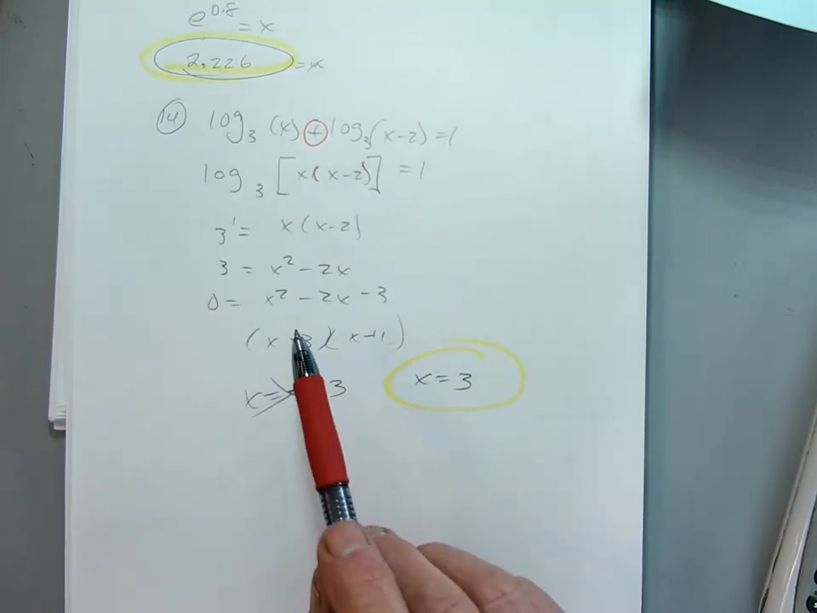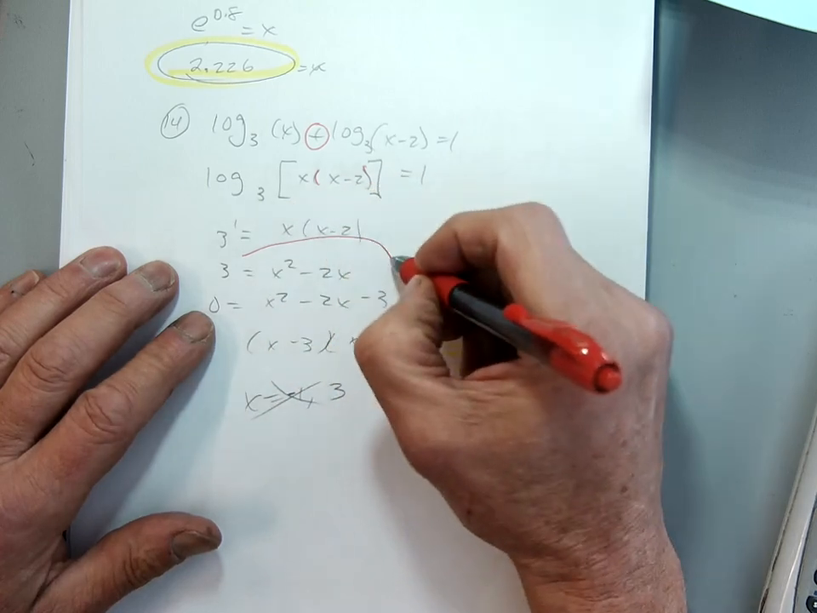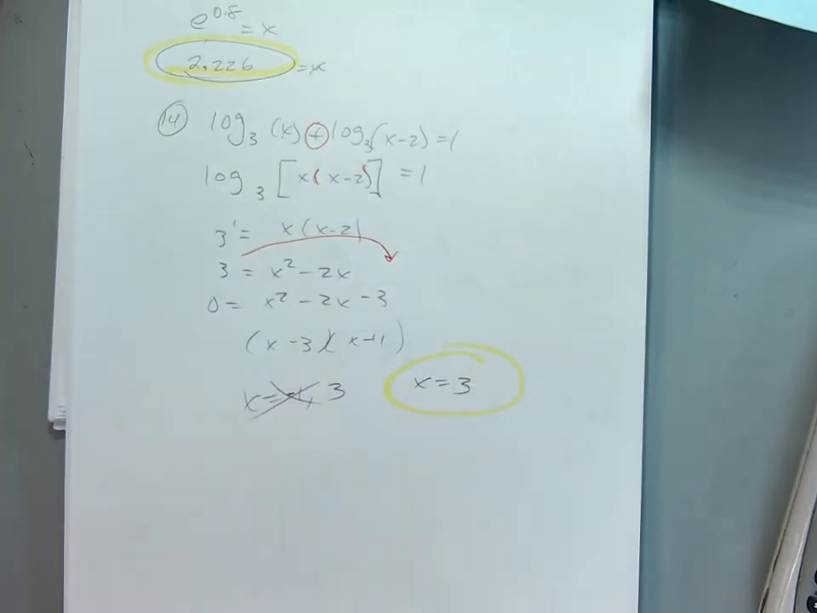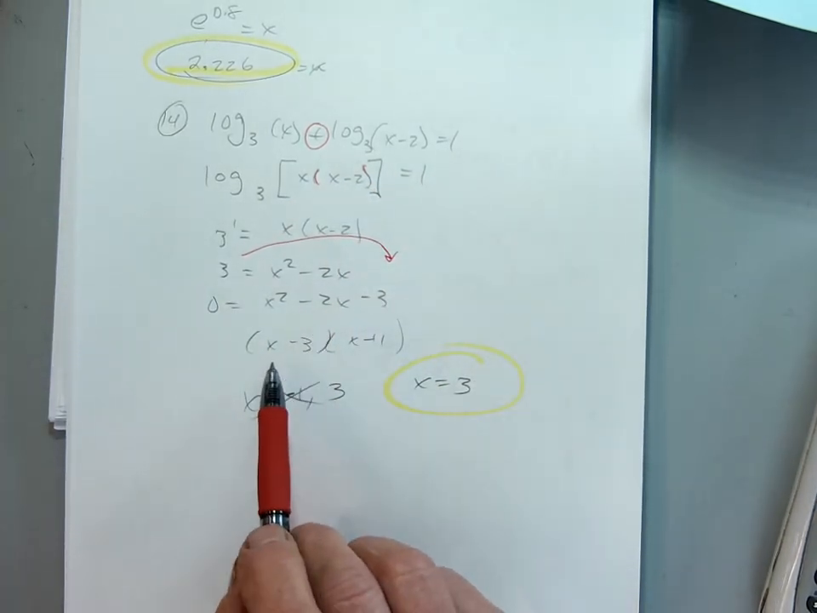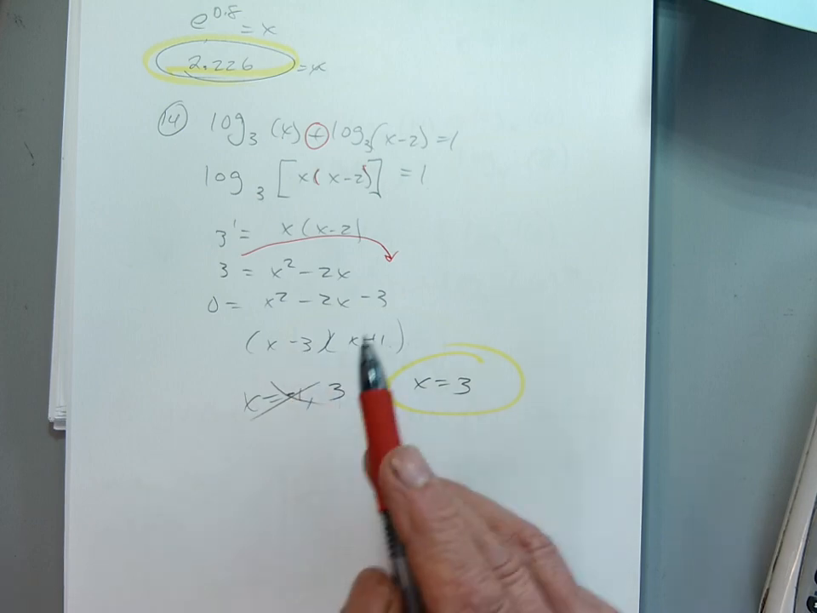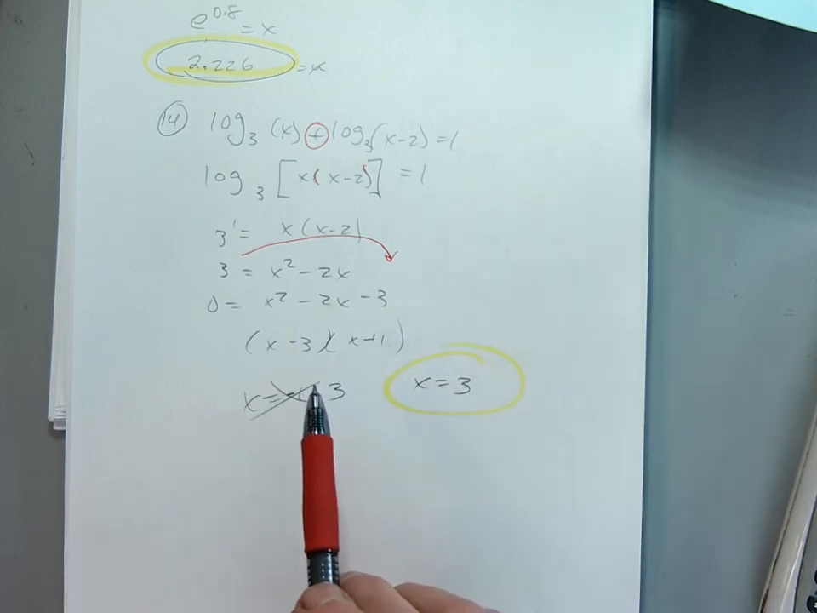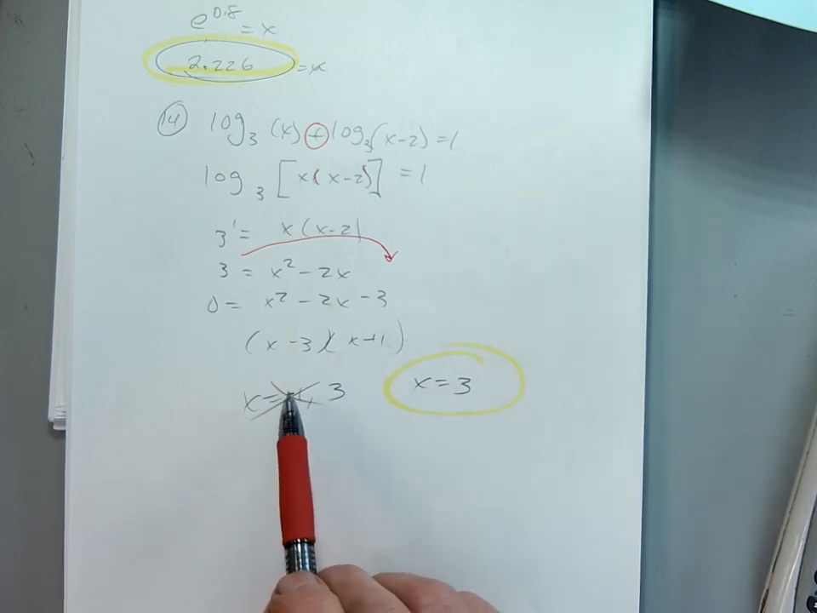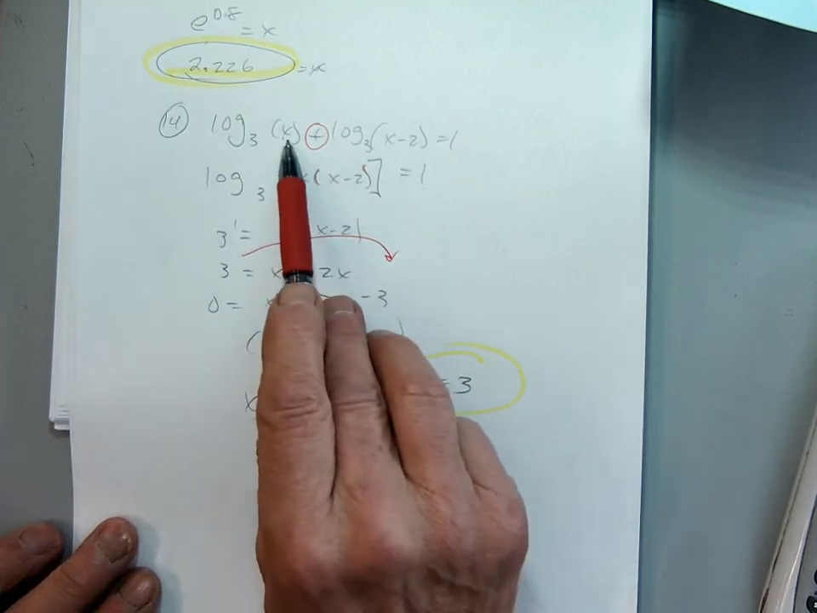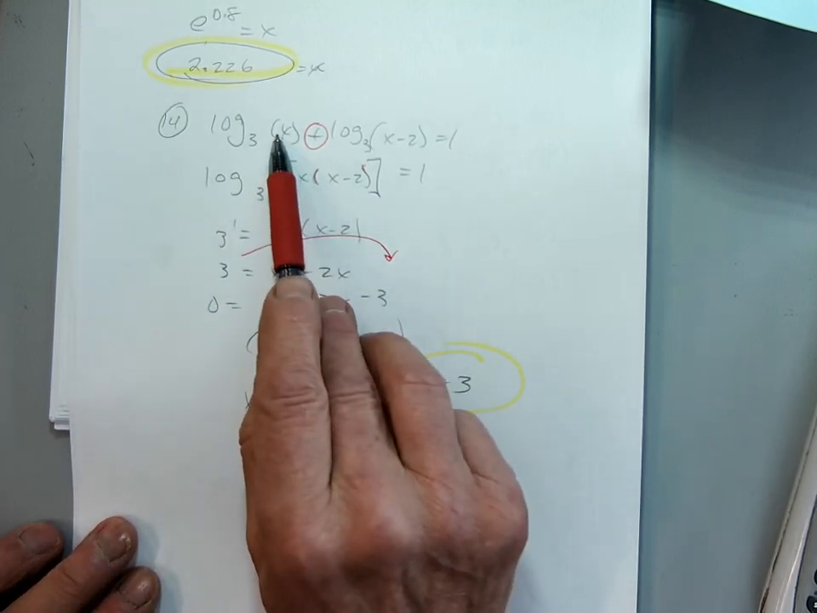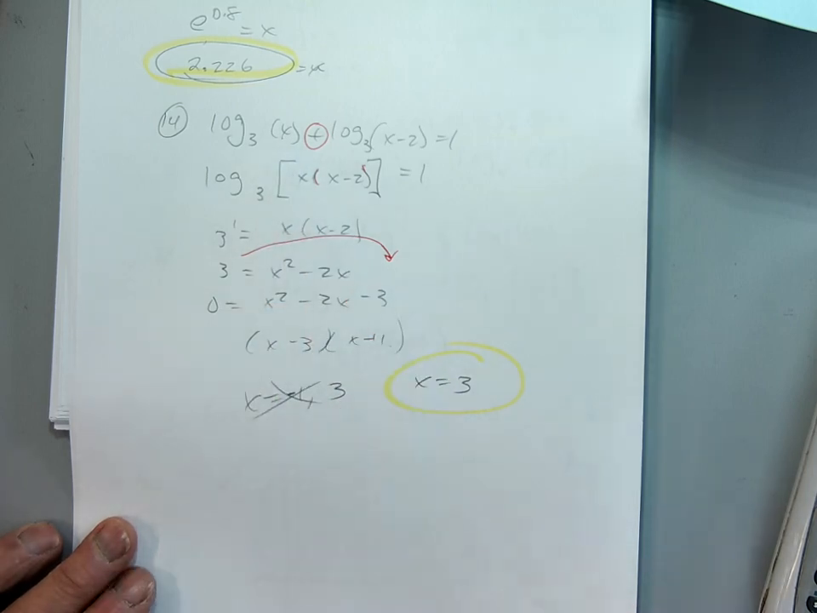Looks to me like I'm probably going to have to factor, so I brought the 3 over for negative 3. And then I factored, I got x minus 3, x plus 1. So the answer is either 3 or negative 1, but negative 1 won't work because if you try and put negative 1 right there, it won't work. You can't take log of a negative number, so we just keep the 3.